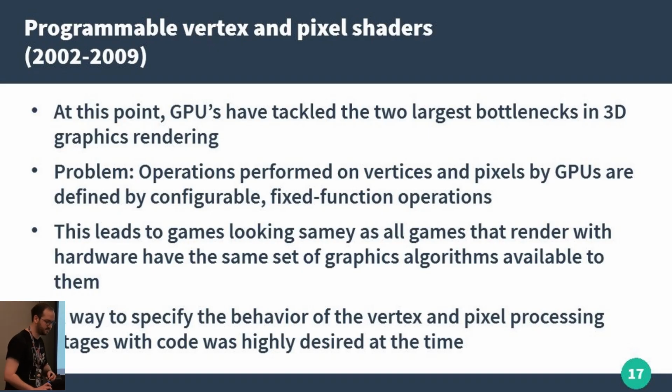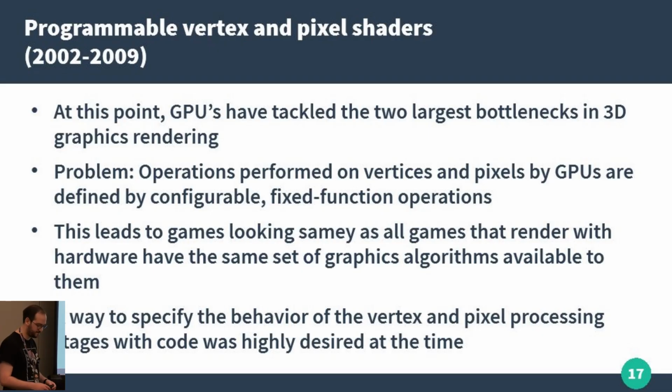So the next era is when we introduce programmability. At this point, GPUs have tackled the 2 big bottlenecks in the triangle rasterization pipeline. But the problem is that the way that the GPU operates on its data is fixed function. There are maybe a few dozen ways you can configure the pixels to be processed, and maybe a few dozen ways to configure the vertices to be processed, and these are pretty high estimates.